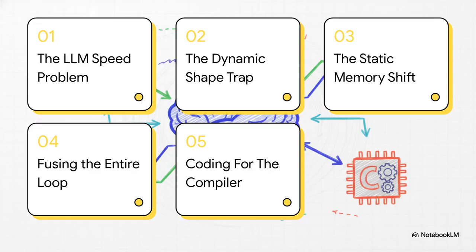First, we'll pinpoint the real performance bottleneck when you're working with LLMs. Then, we'll follow the developer's journey through 4 major changes, starting with a dynamic approach, hitting a wall, then having a breakthrough with static memory, and finally, fusing the entire generation loop. It all leads to one key idea: coding for the compiler.